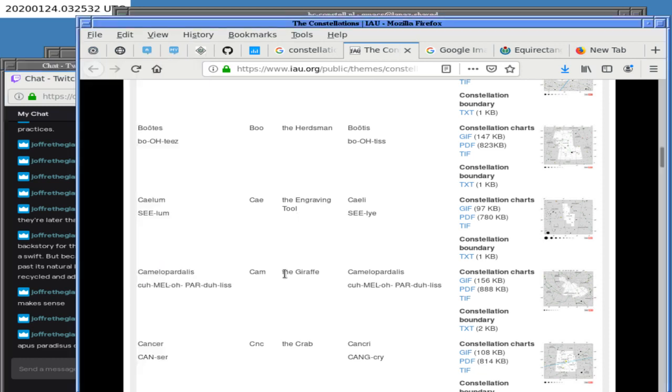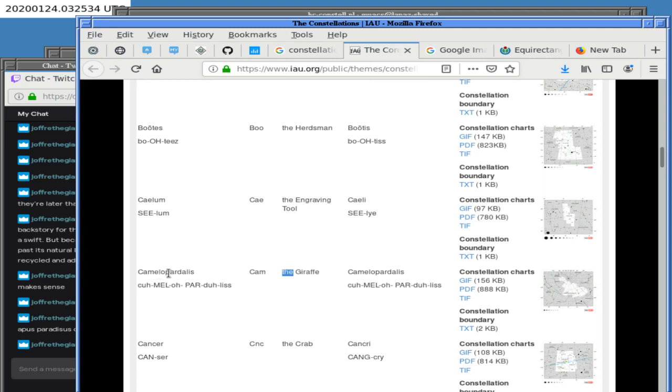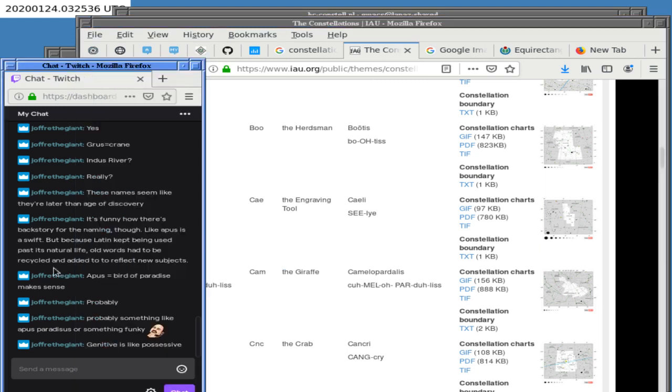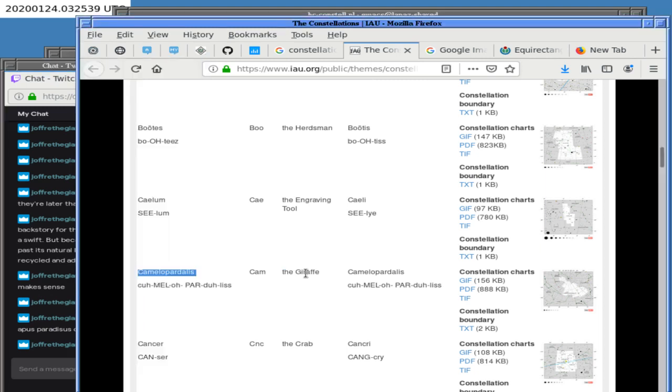Here's one, Camelopardalis. So if you wanted to say it's in that... I see. If you wanted to use it in combinative form, you would have to use this. There's the giraffe, Camelopardus, named similar to your name, Joffrey, and also the name of the Toys R Us giraffe.